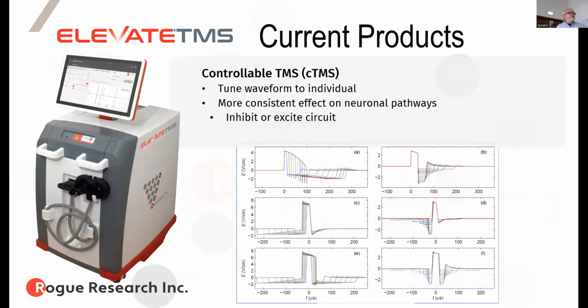Right, so in addition to that, we've recently introduced a transcranial magnetic stimulator, so cTMS. We think this is what we consider to be a next generation TMS device, which allows you to change the pulse shape, which is another way to influence whether you're exciting or inhibiting a neural circuit.